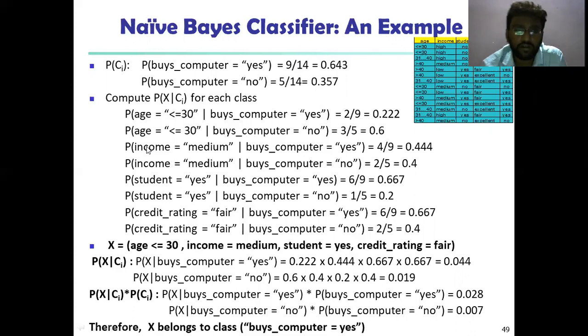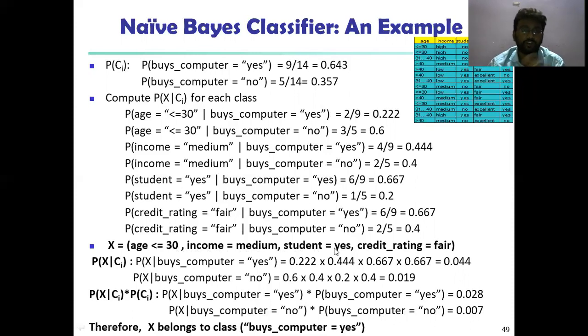Like this, we will calculate all of them: income is equal to medium, if student is yes, we calculate the yes and no, if credit rating is fair, calculate the yes and no. If you calculate all the things, the values will be like this. So all the categorical values are separated using 0.22, 0.6, 0.44. Age less than or equal to 30 has 0.22 in yes, and age less than or equal to 30 with no values is 0.6. So we calculate X equal to age less than or equal to 30, income is equal to medium, student is yes, credit rating is fair.